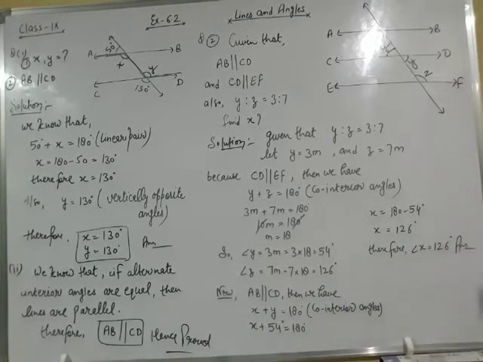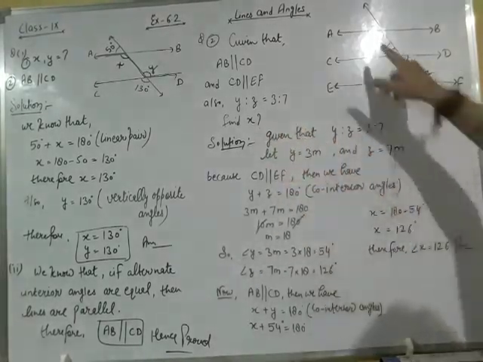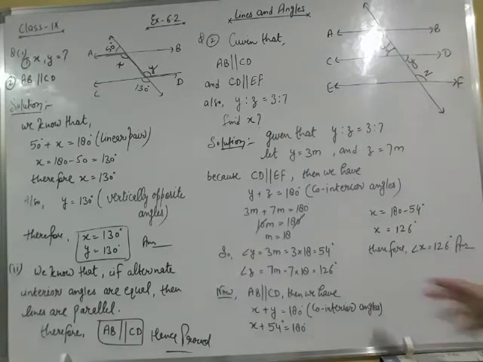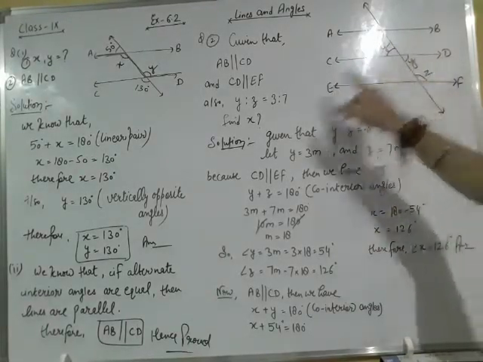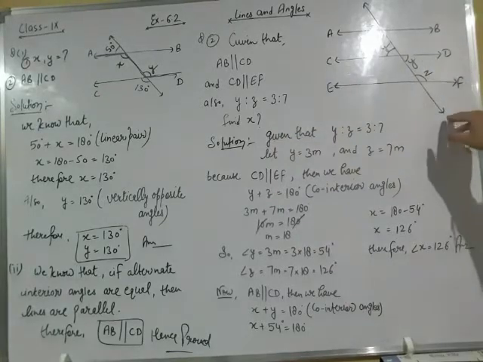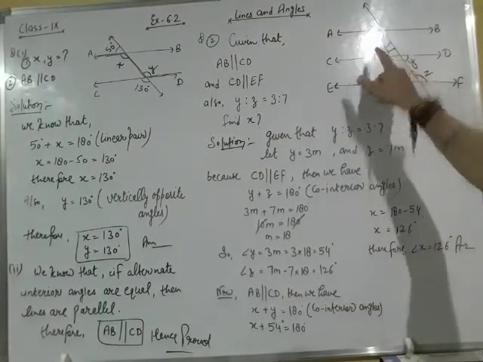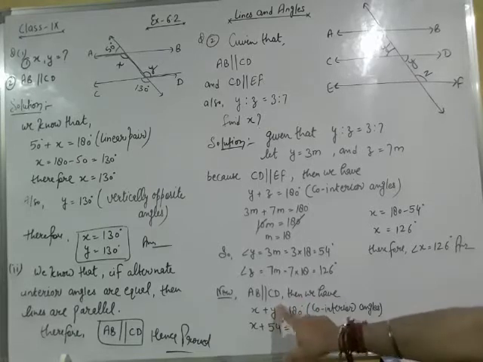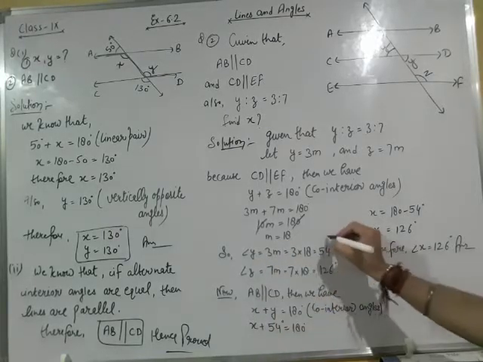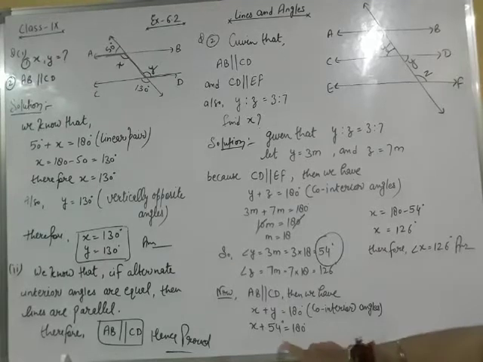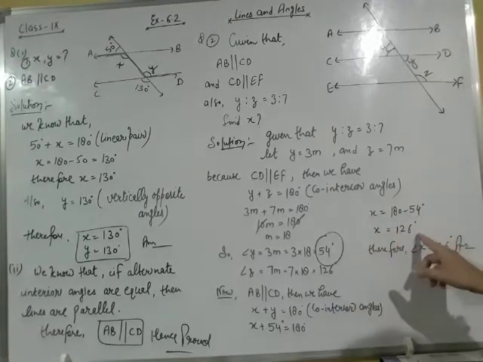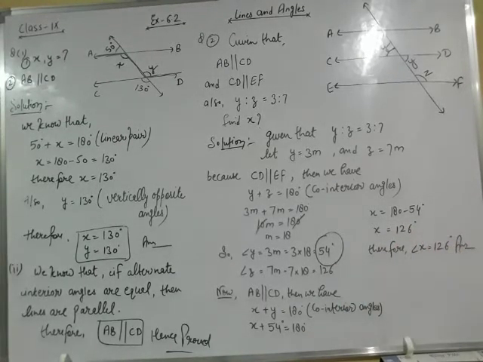Now we have calculated the values of Y and Z, but our target is X, not Y and Z. How can we find the value of X? Similarly, we know that AB is parallel to CD and this is the transversal. So the angles on the same side of the transversal in the interior part are supplementary. So X plus Y will be equal to 180 degrees, and we know the value of Y. It is equal to 54 here. So put Y equal to 54 here and transpose 54. After subtraction, X is equal to 126. So the value of X is 126.